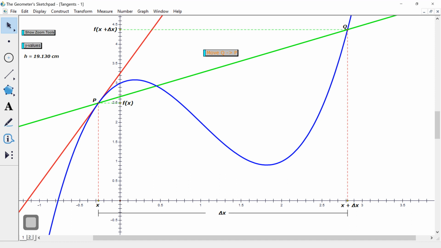Therefore, the y-coordinate of Q is up here on top: f of x plus delta x. That looks familiar, doesn't it? Yes. Good. What's the slope of that green line? This is an Algebra 1 question, by the way.